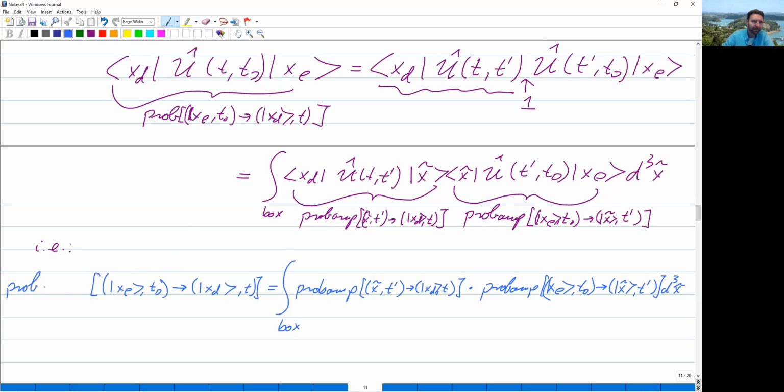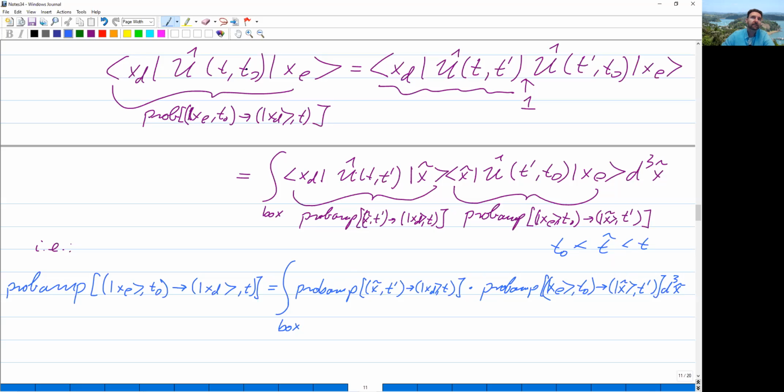The probability amplitude for the particle to travel from the emission location to the detector location at the final time is equal to the sum over all intermediate locations x tilde, or the integral over all intermediate locations x tilde, at some arbitrary intermediate time t tilde, with t naught smaller than t tilde smaller than t, the sum over all possibilities where it travels from the initial emission to the intermediate point at the intermediate time, multiplied with the probability amplitude that it went from the intermediate position at the intermediate time to the detector location at time t.